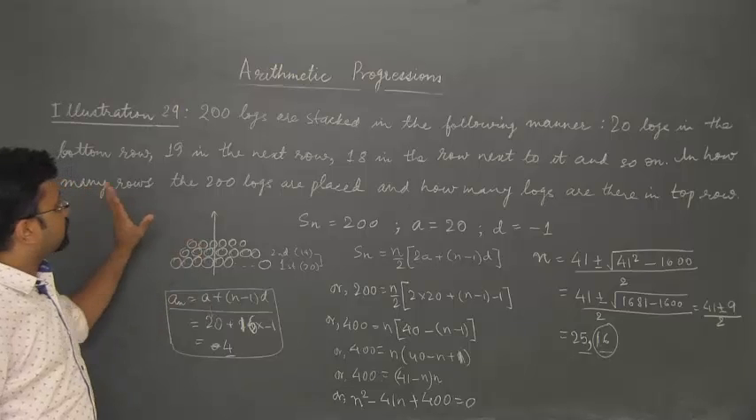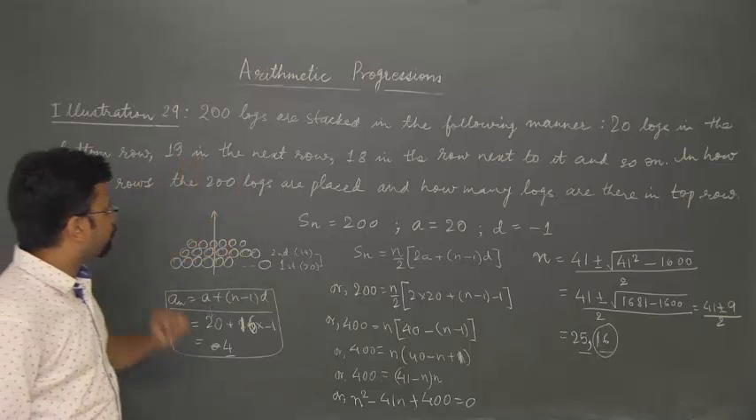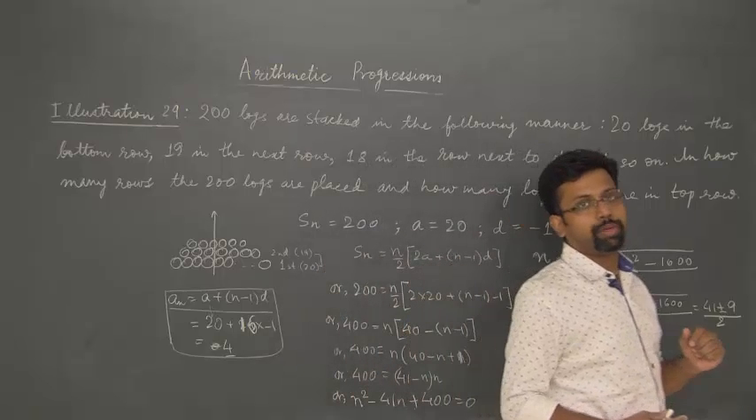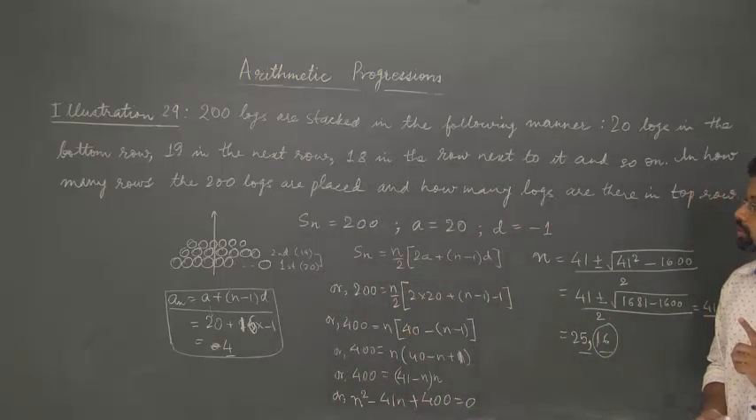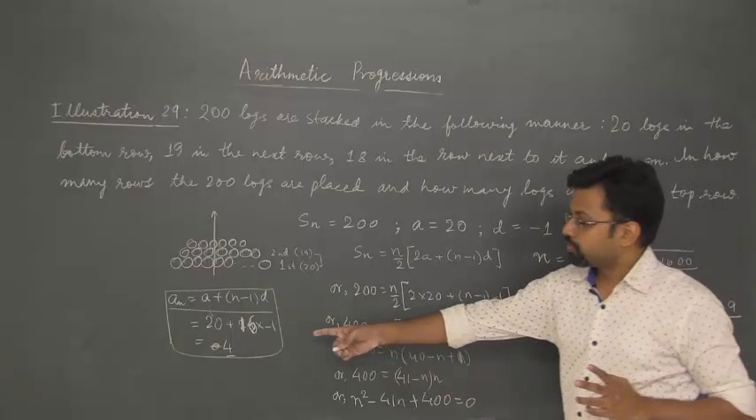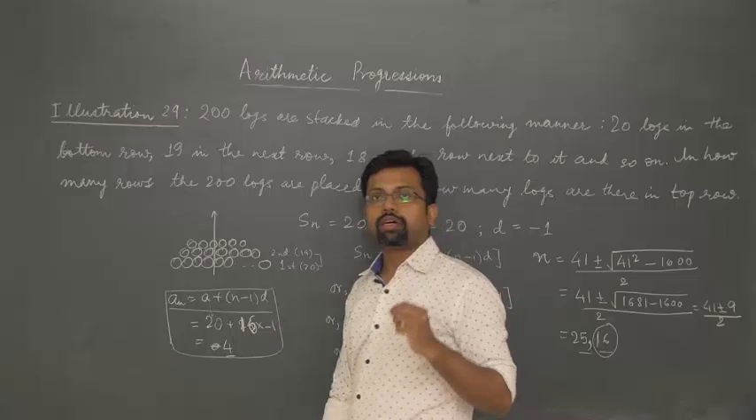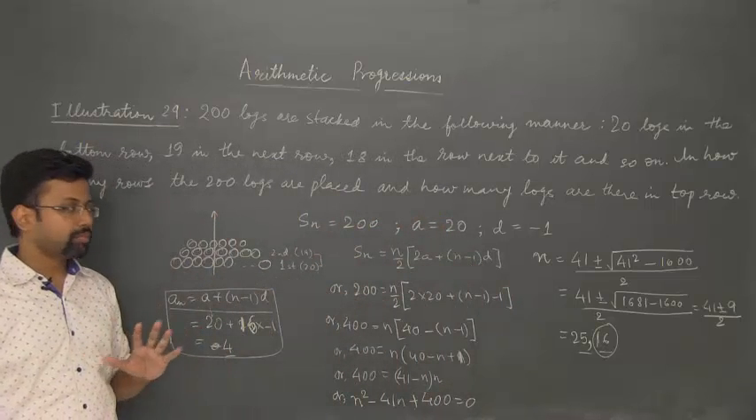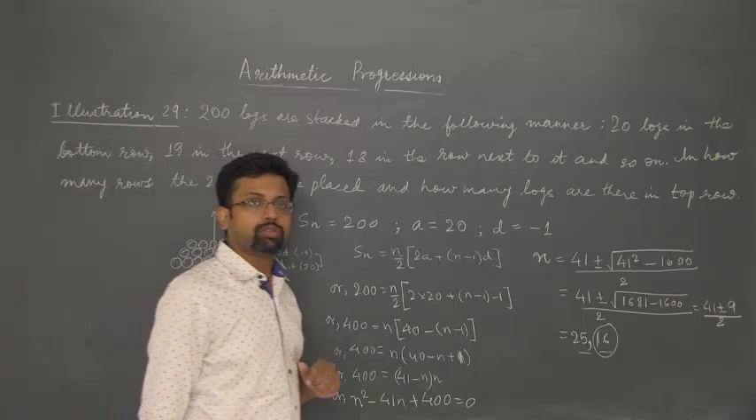So, the answer to how many rows into which 200 logs of wood would be arranged will be 16, n is equal to 16. And how many logs are there in the top row? We can use this formula and we see that the number of logs in the last row is going to be 4. So, this is how you solve this question.